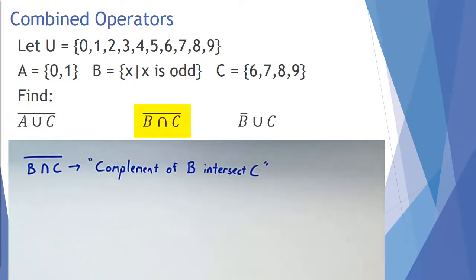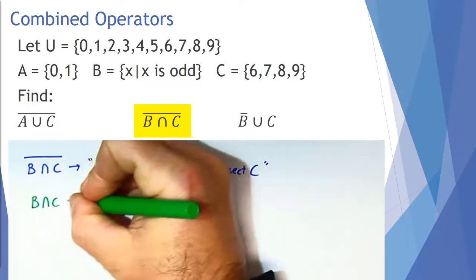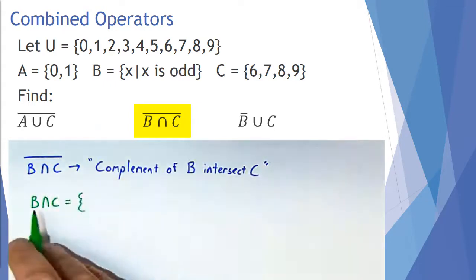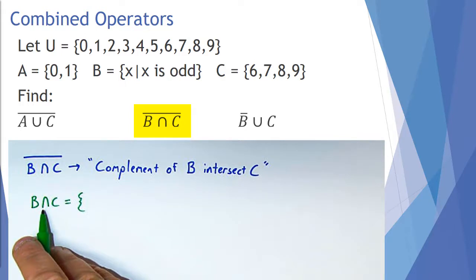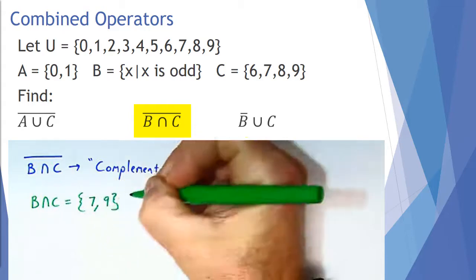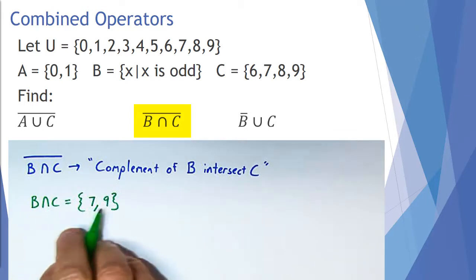The complement of B intersect C, well, we can't figure out what that is until we know what B intersect C is. So let's start by finding B intersect C. Well, that's going to be the set of elements that are in both B and C. So B is all the odd numbers. C consists of 6, 7, 8, and 9. So what are the odd numbers that are also in C? Well, that would consist of just 7 and 9. Those are the only two numbers that are in B and C.